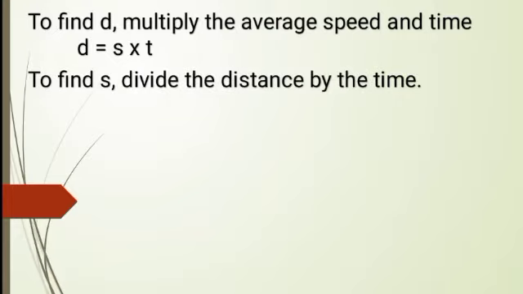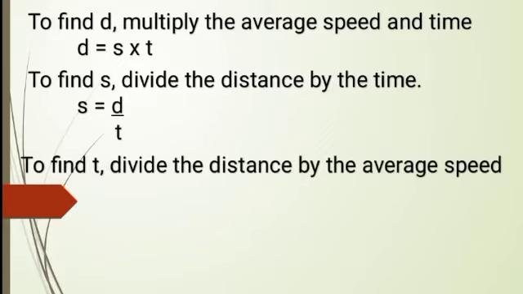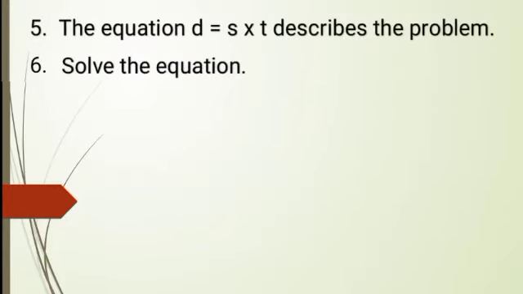And to find the speed, divide the distance by the time. So s is equal to d over t. To find time, divide the distance by the average speed, wherein time is equal to distance divided by speed, or t is equal to d over s. It is very important for us to memorize the formula given in calculating the speed, the distance, and the time. Continue, the equation d is equal to s times t, wherein d is the distance, s is the speed, and t is the time, which describes the problem.